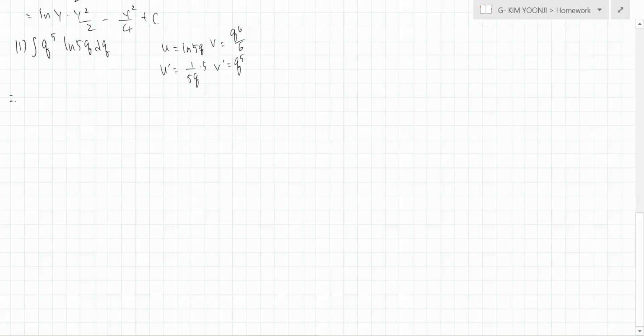So we have to use integration by parts, which is ln 5q times q to the 6 over 6 minus the integral of 1 over q times v, which is q to the 6 over 6, times dq.